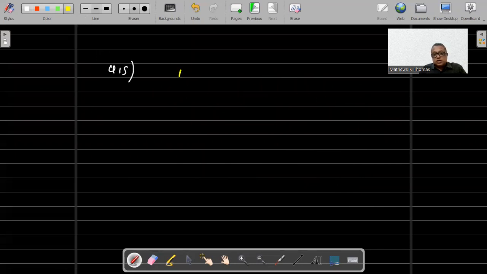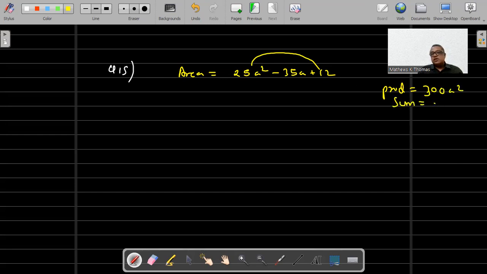Give possible values when the area is given: 25a square minus 35a plus 12. Okay, this is the area, possible length and breadth we have to find. Now, by factorization, by splitting the middle term, we can factorize this. So 25 into 12, when I multiply, I have to get the product as 300a square. And when I add, I have to get the number at the center, that is minus 35a. So my factors will be 20 and 15. 20 into 15 is 300, and when I add, I have to get minus 35. So factors will be minus 20 and minus 15, right?